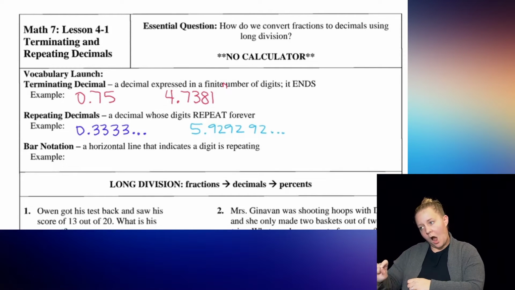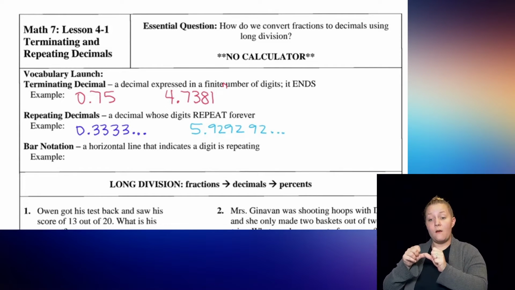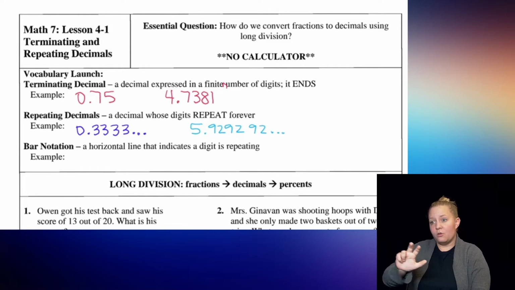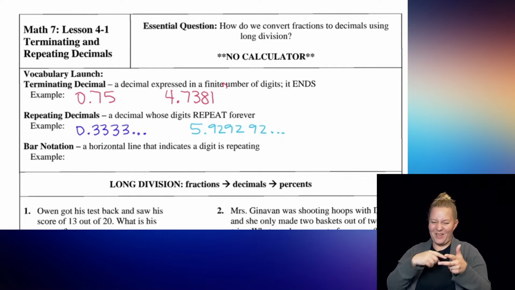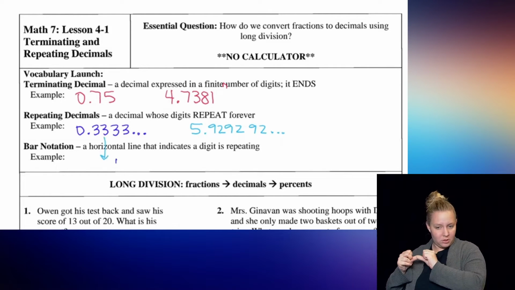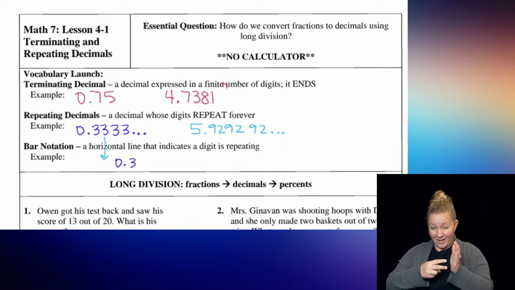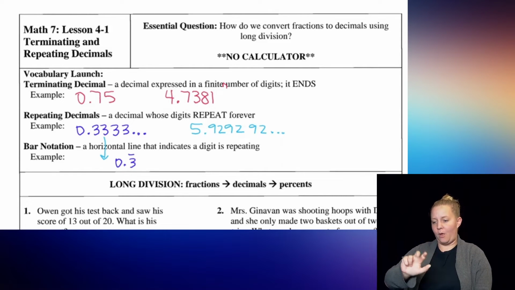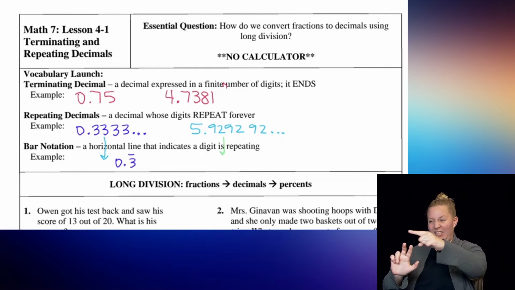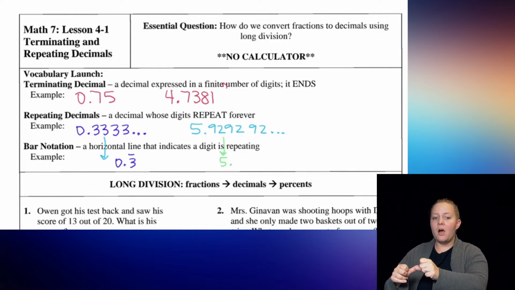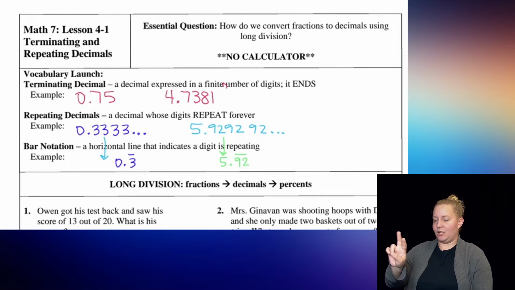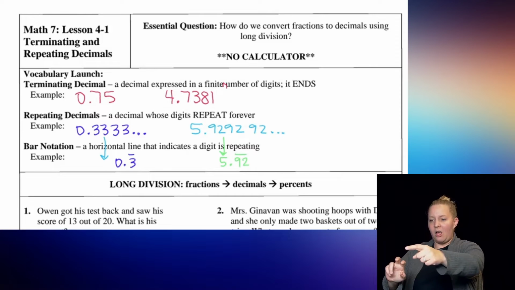But then when that number does go on and on forever, we indicate it, instead of writing 0.333333 multiple times, bar notation is going to represent that a digit is repeating. So this example right here, using bar notation would be 0.3. And because the 3 is repeating, you're going to put that bar notation up above it. Same thing over here for this 5.92 that is repeating. You're going to write 5 and then 92 with the bar notation, because that is the number that repeats.